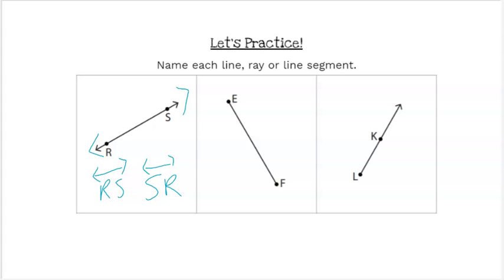Next example, we have a segment because we have 2 endpoints, which means it's a line segment. So it could be line segment EF with that line over the top. That means segment EF or segment FE, either one. And lastly, we have a ray. We know because we have one endpoint and then it extends infinitely in one direction. This one only has one name because we start with the endpoint, which is L, and then K, and we draw that arrow on the top.